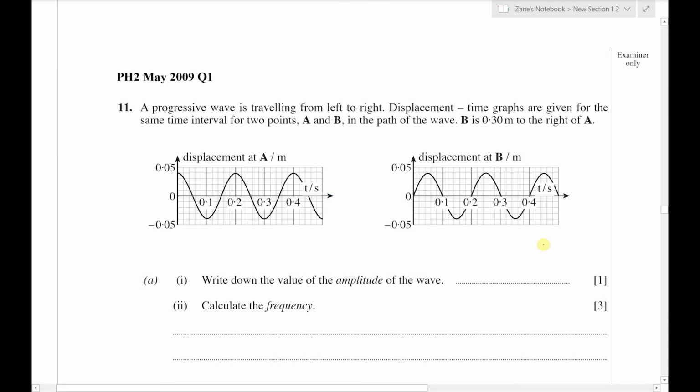Welcome to another WJEC A level physics question. This time it's question 1 from May 2009, Unit 2, a question on basic waves, which is still in Unit 2 in the current specification.